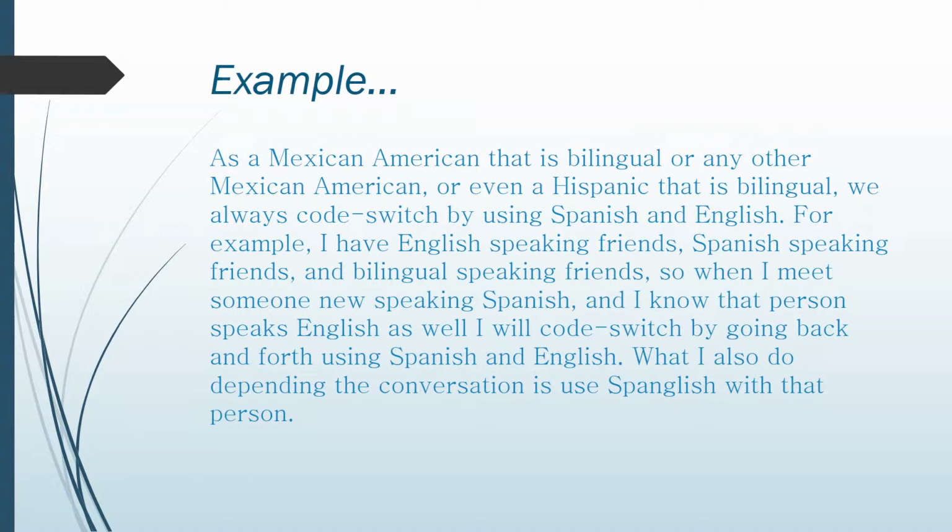Example: as a Mexican American that is bilingual, or any other Mexican American, or even a Hispanic that is bilingual, we always code switch by using Spanish and English. For example, I have English speaking friends, Spanish speaking friends, and bilingual friends. So when I meet someone new speaking Spanish, and I know that person speaks English as well, I will code switch by going back and forth using Spanish and English. What I also do, depending on the conversation, is use Spanglish with that person.